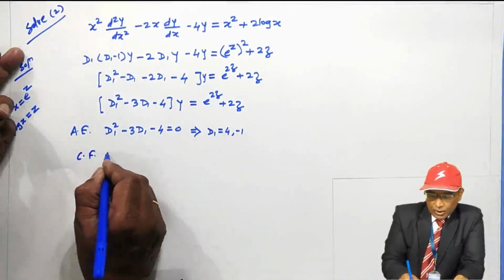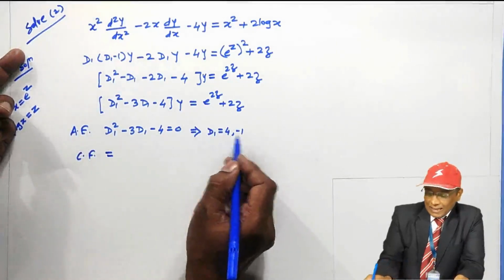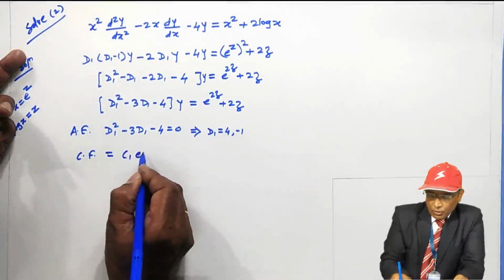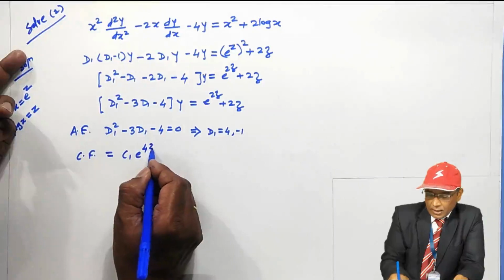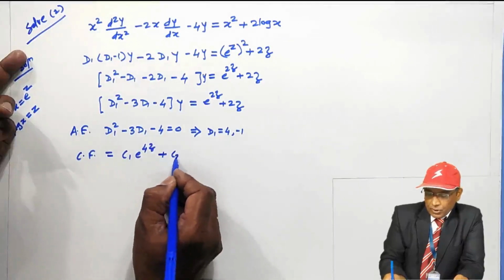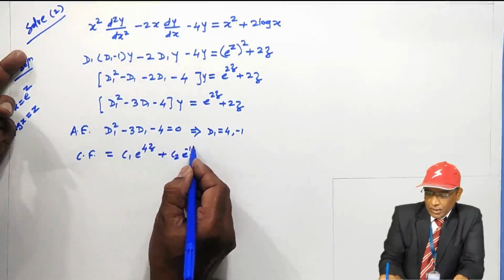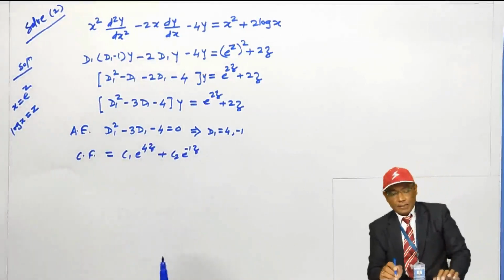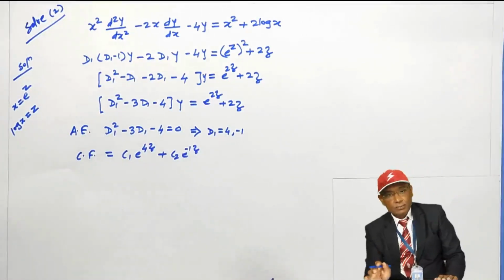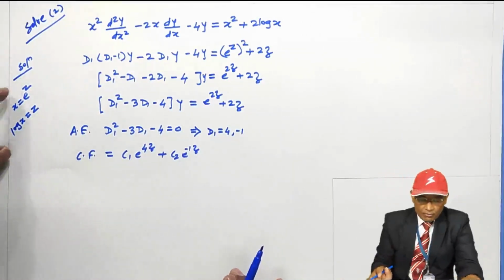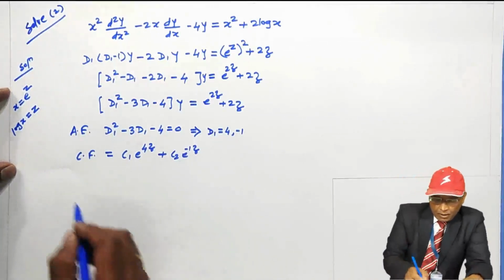Complementary function I am going to write. Roots are real and different: C1 e to the power 4z plus C2 e to the power minus z. Don't forget that we are dealing with z now. Okay, we use this substitution.